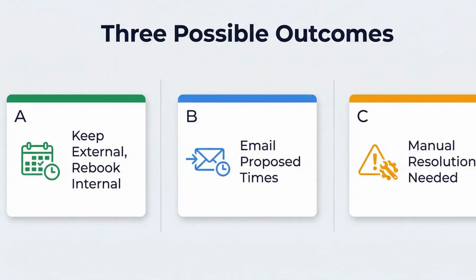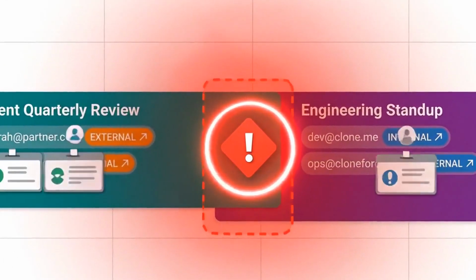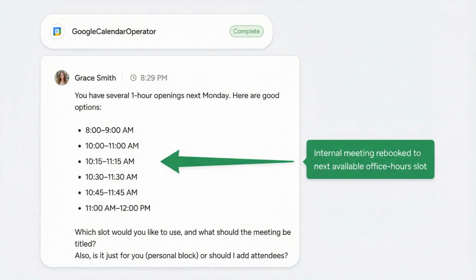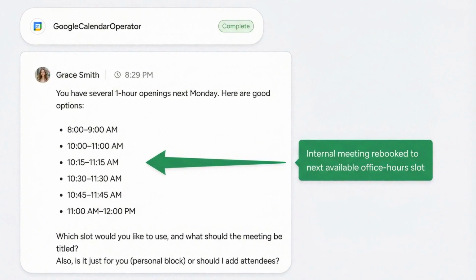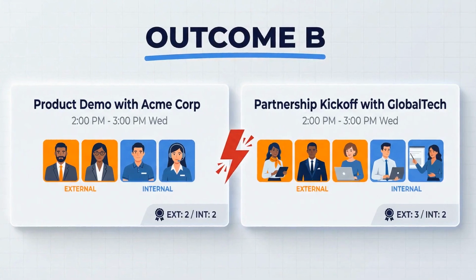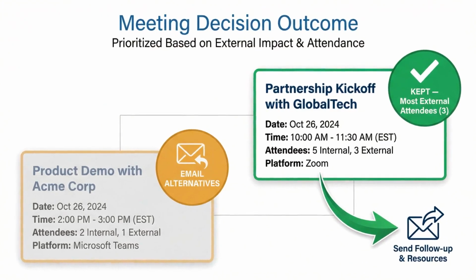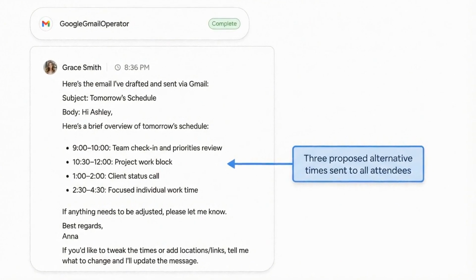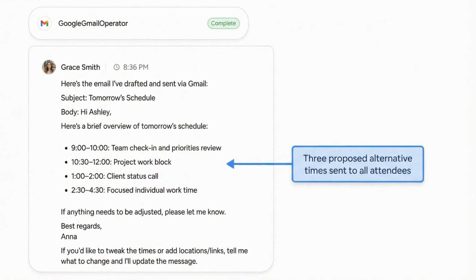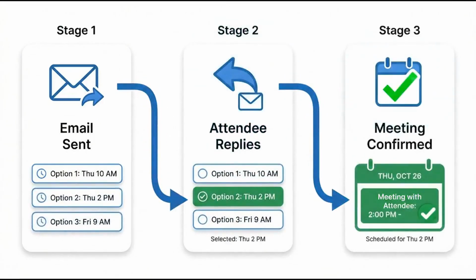Let's walk through the 3 possible outcomes. Outcome A. If a meeting with external attendees conflicts with an internal-only meeting, the external meeting stays put and the internal meeting automatically reschedules to the next available office hours slot, possibly the next day. Outcome B. If both meetings have external attendees, the one with more external participants is kept, and the other meeting's attendees receive an email with 3 proposed alternative times sent via the Gmail operator. They reply with their preference, and you or your clone can finalize it.